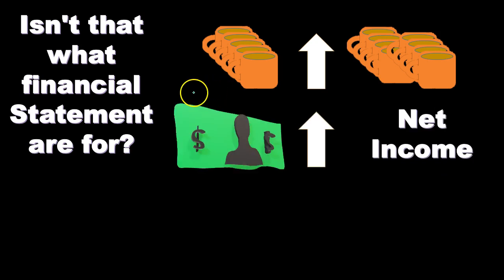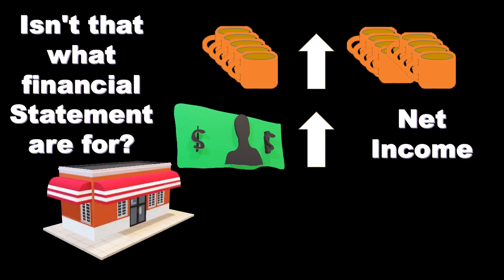What we want to know is that if we sell, for example, coffee cups, if there's an increase in the number of coffee cups, what's going to be the increase in net income? To do that, we need to structure our income statement differently, or at least to do that a lot more easily, we can structure our income statement differently.